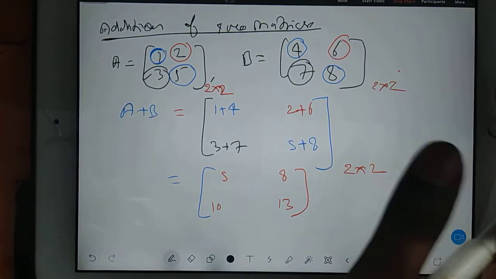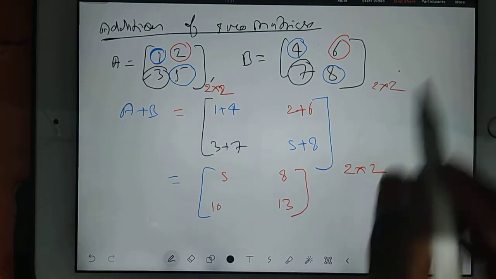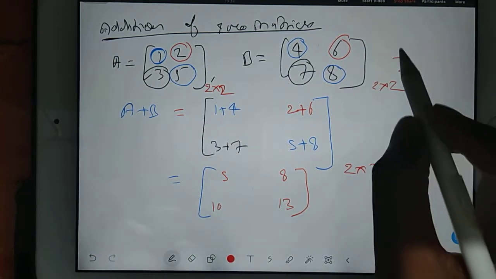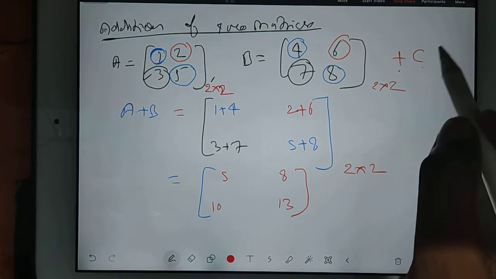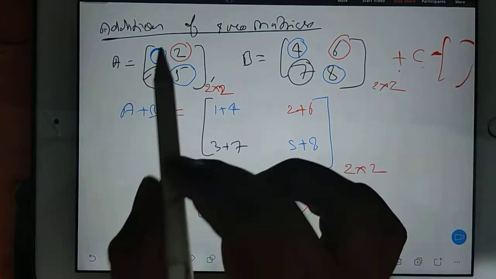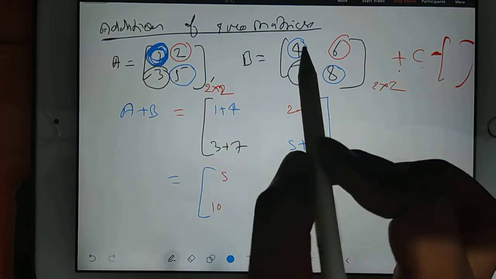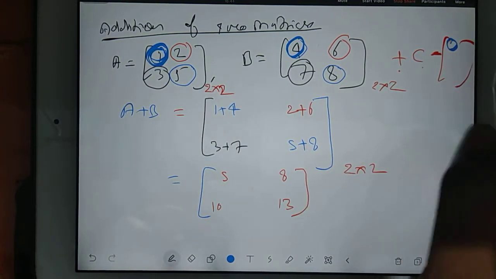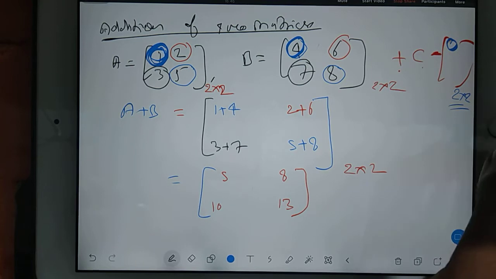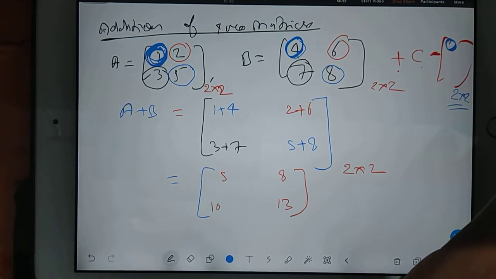I mean two matrices. And if you have to add three matrices, then we have to go in the same way. Suppose one more matrix is given, that is matrix C, and values are given here. So again respective elements will add, whatever is sitting here, here, and here. And again keep in mind order should be the same. This matrix should also be of 2 cross 2.